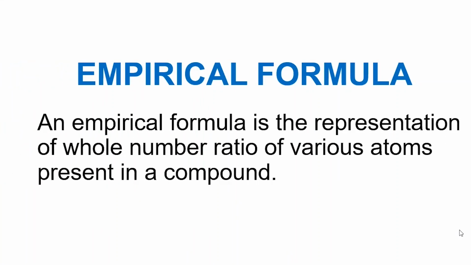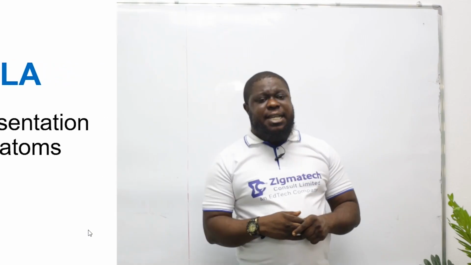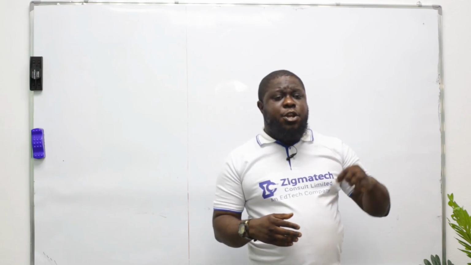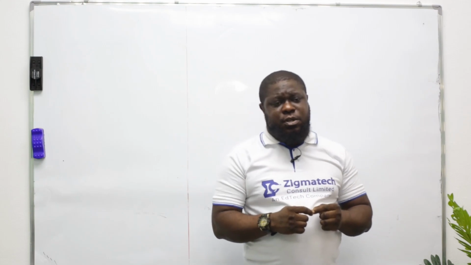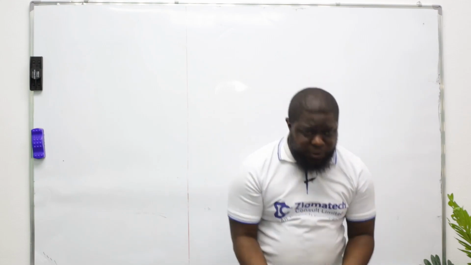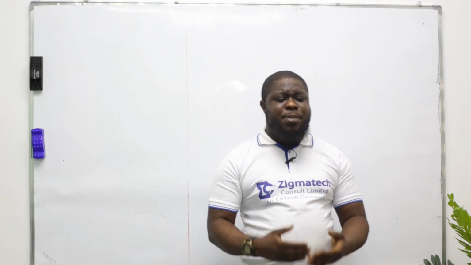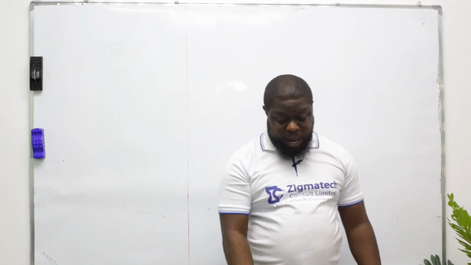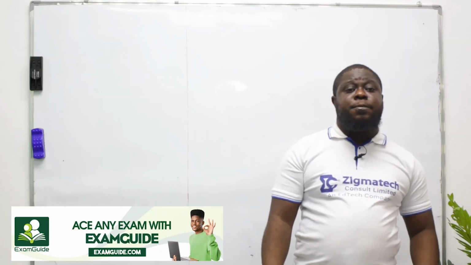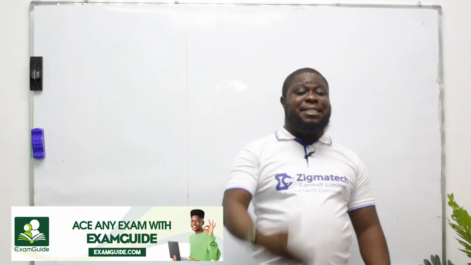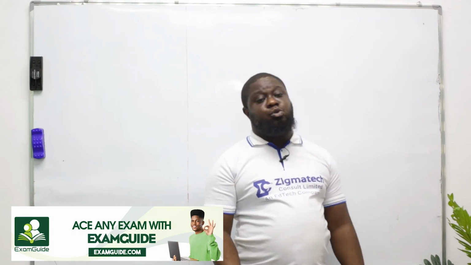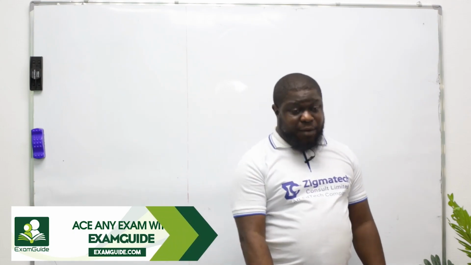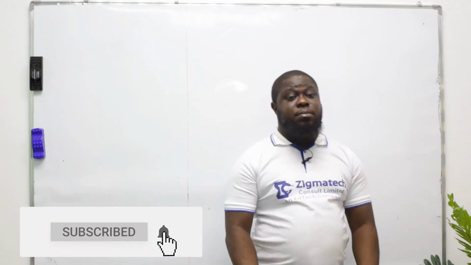Now the next one is empirical formula. An empirical formula is the representation of the whole number ratio of the various atoms present in a compound. In essence, the number of atoms that the element gives for the formation of a compound is the empirical formula when it is represented in the compound. It must be represented. Take, for example, the number of hydrogen atoms present in water is 2. So the empirical formula can be calculated from that.